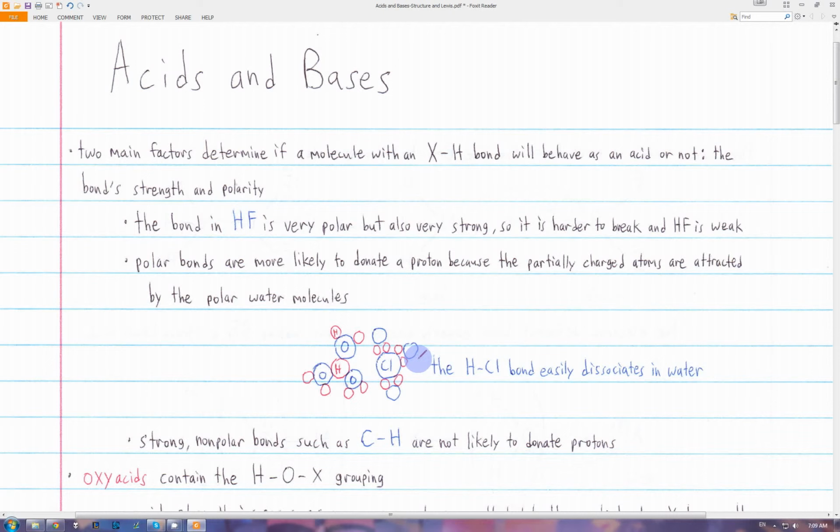So even though the HF bond is very polar, we also have to take into account the bond strength. So it turns out that the HF bond in hydrofluoric acid is very strong, much stronger than any of the bonds in the other halogen acids. So despite its polarity, the bond strength makes it harder to break, and so HF turns out to be a weak acid.